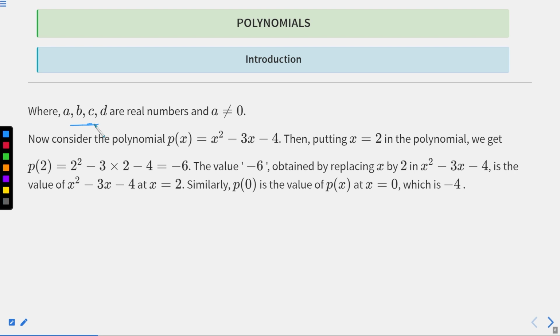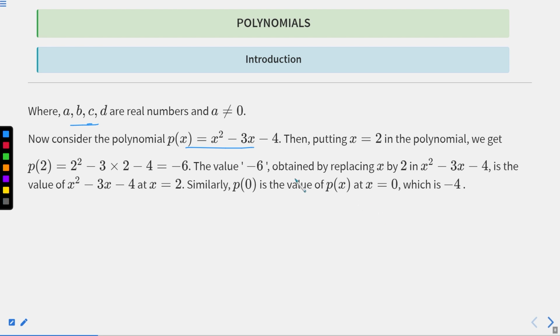Now consider the polynomial p of x equal to x square minus 3x minus 4. This polynomial is a quadratic polynomial since the degree of this polynomial is 2. Then putting x equal to 2 in the polynomial, we get p of 2, which is equal to 2 square minus 3 times 2 minus 4. If we calculate it, we get minus 6.